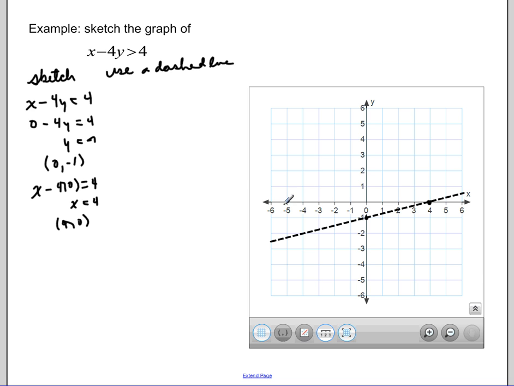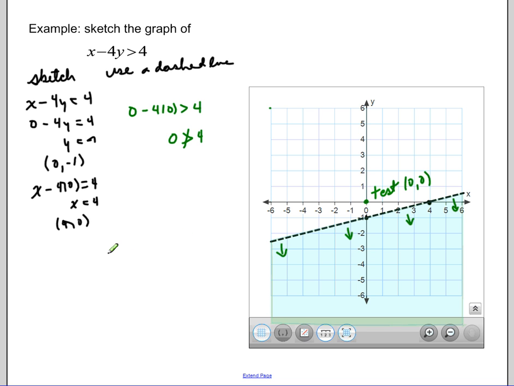Okay. So now what else do we do? Well, we're going to have to find a test point to check. So 0, 0 is a point that is not on the line. Let's go ahead and test it. We're going to test 0, 0 again and see what happens. Does that make the inequality true? Well, in this case, 0 minus 4 times 0 would have to be greater than 4. But 0 is not greater than 4, so it is not a solution. So our solution set will be everything on the opposite side of that line. That's the part that we're going to shade in, and I'll do that right now.